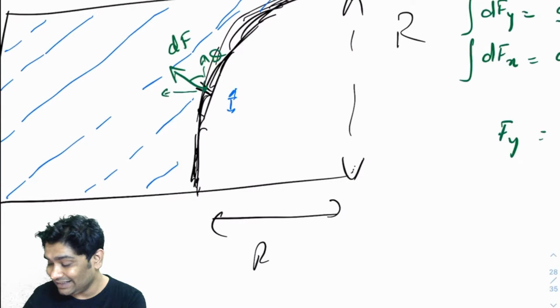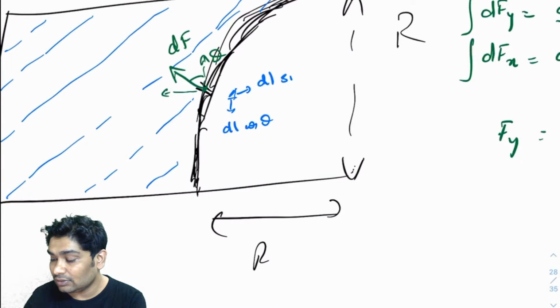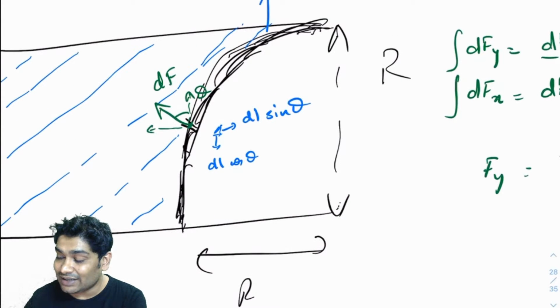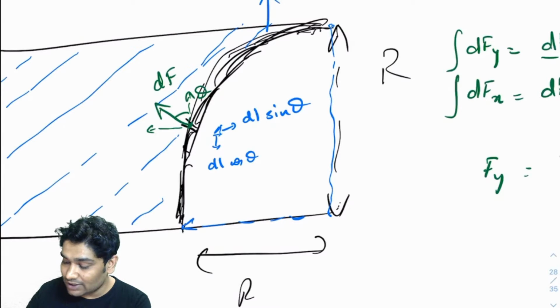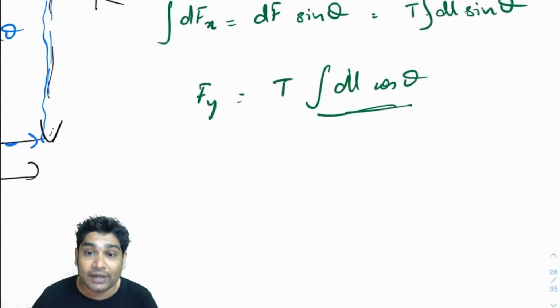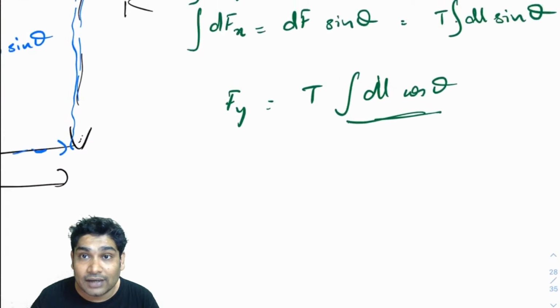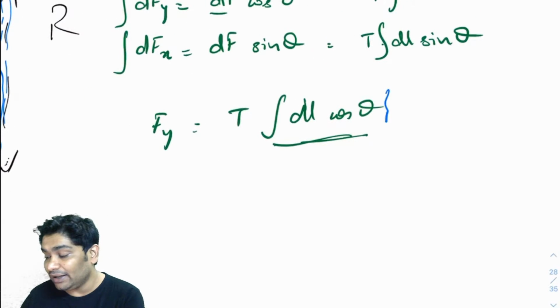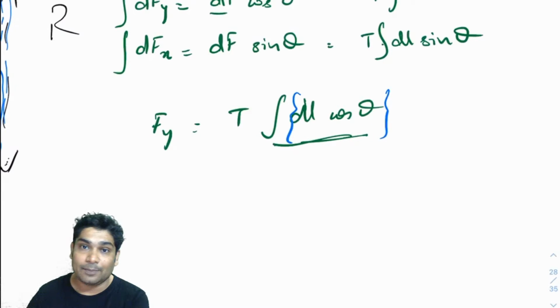Alright, so this is dl cos theta and this would be dl sin theta. So when you need to calculate the net force in this direction, you take the projected length in this direction. So this is the projected length, and when you need to calculate the force in this direction, you take this projected length. Alright, that is how you can find both the forces. Okay, so this would be projected length. This is what projected lengths are.